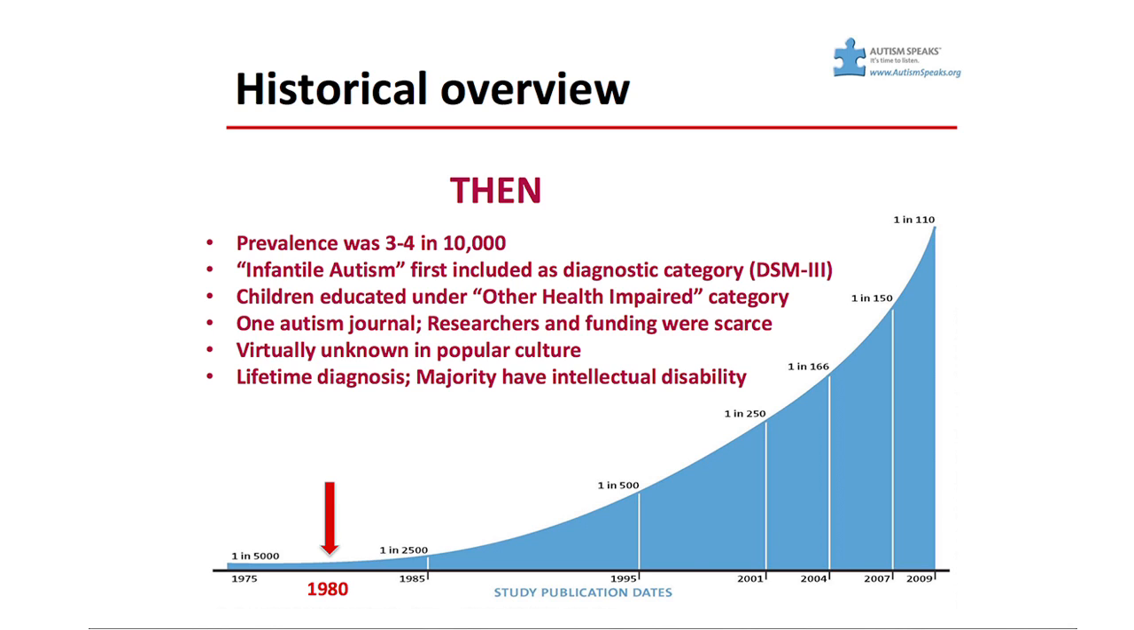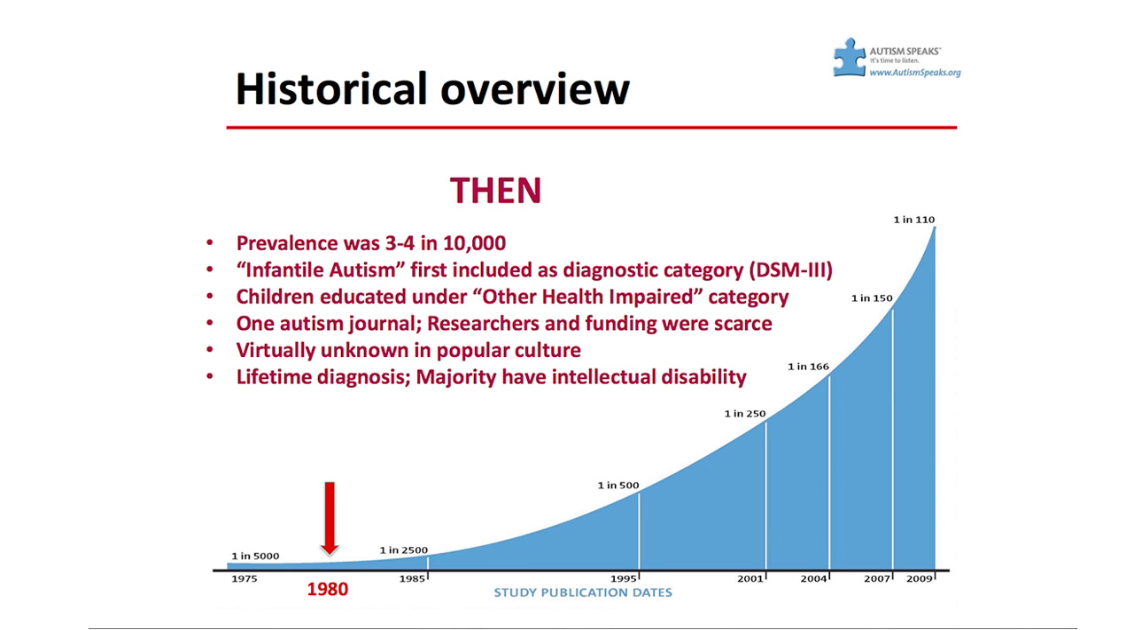We didn't have politically correct language in terms of disability talk at that time, so if you said I work with autistic children, they would think that I was an artist working with artistic children. Infantile autism was first at this time. It just got into the DSM Diagnostic Classification Index, which is the Bible of diagnosis. In special education, there was no category. Children with autism were educated under the other health impaired category.